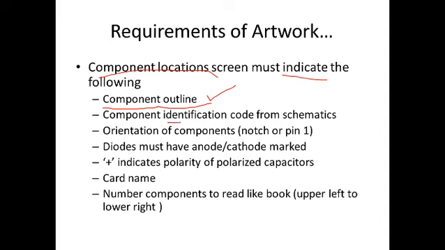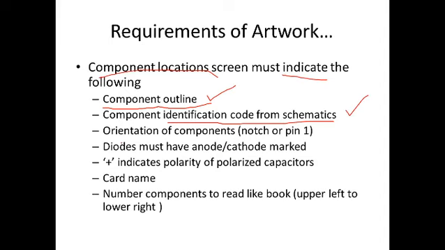Then component identification code from the schematics must be present on your silk screen. In the schematic you have given the component identification like T1 transistor 1, C1 capacitor 1, R2, R13, R14. These are identification codes given to the components. So that is present in your diagram. The same codes must be present on your PCB. This is helpful for testing of the PCB. Whenever you test the PCB, you are matching it with the schematic diagram. So the identification code should be the same as in the schematics.